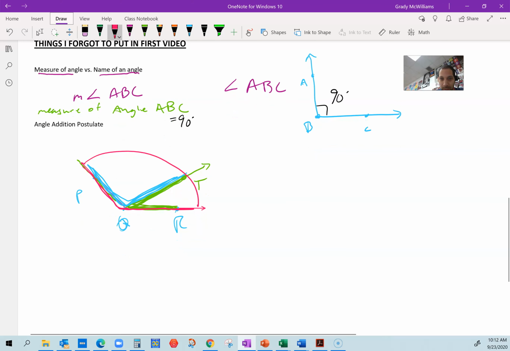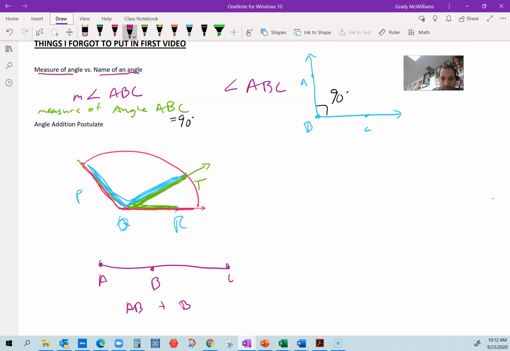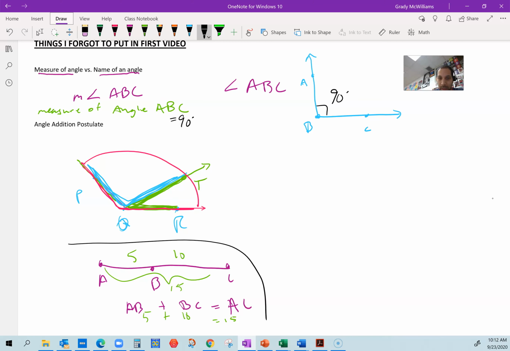So this idea of angle addition postulate, it's very similar to what we did with segment addition postulate. Maybe you remember when we talked about like segments with A, B, and C, and we said the segment AB plus the segment BC equals the segment AC. Okay, so if I put some numbers on here, maybe like 5 and this is 10, and the whole thing would be 15. So that'd be 5 plus 10 equals 15. Okay, you might remember we did that with segment addition. It's the same idea, but instead now we're talking about angle addition. So this concept is the same with angles.